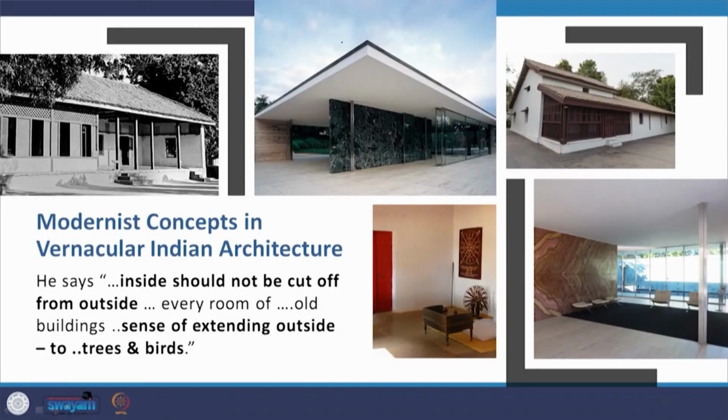And on modernist concepts in vernacular Indian architecture, he says that inside should not be cut off from outside. Every room of old buildings had the sense of extending outside to the trees and to the birds. So here I am relating the Sabarmati Ashram buildings and interiors with that of the Barcelona Pavilion by Mies van der Rohe.